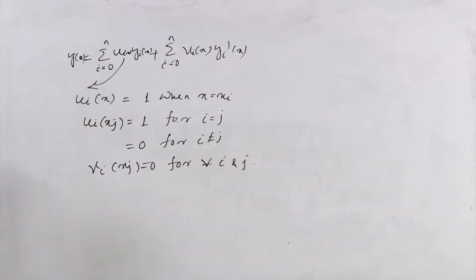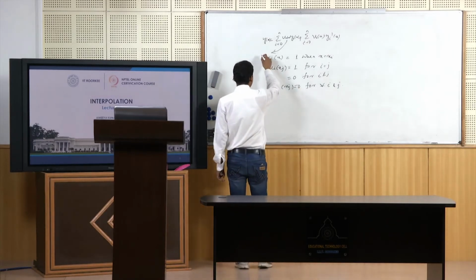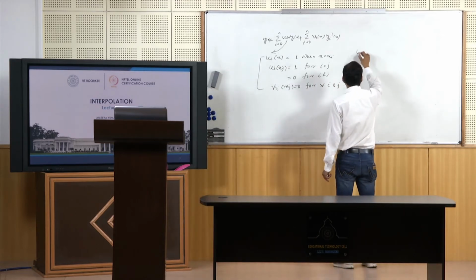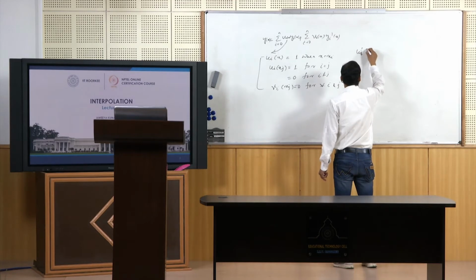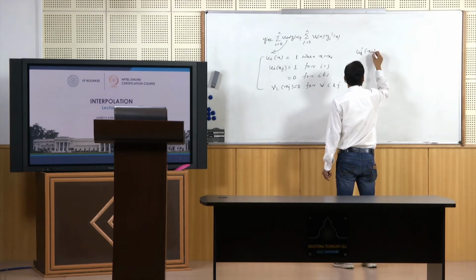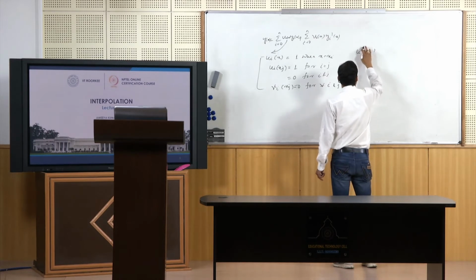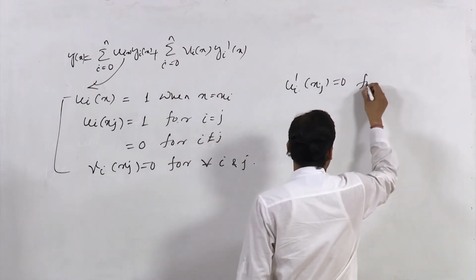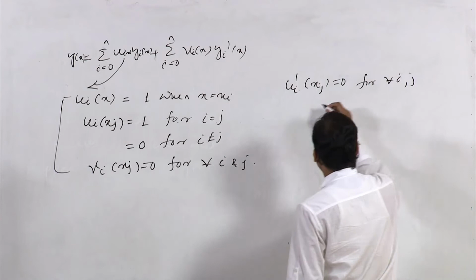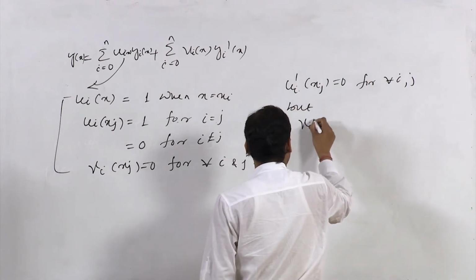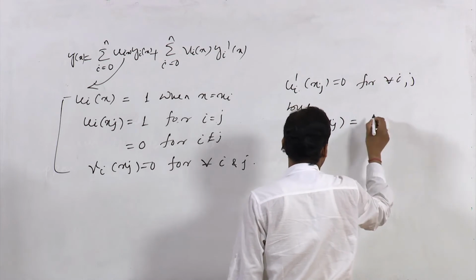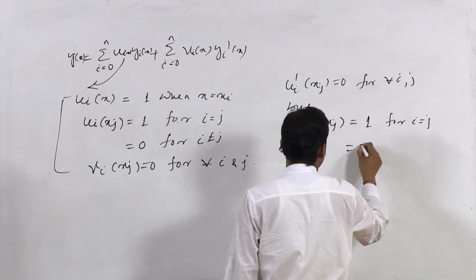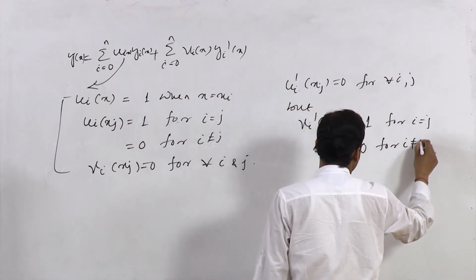So, similarly, since it is in a Lagrangian mode here and two functions we are defining, we can define that u_i'(x_j) equals 0 for all i and j, but v_i'(x_j) gives 1 for i equals j, and this equals 0 for i is not equal to j here.